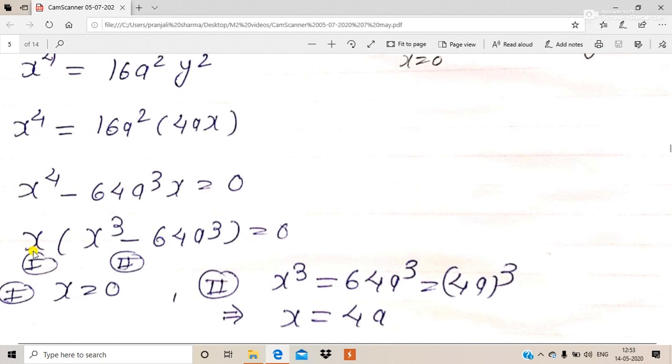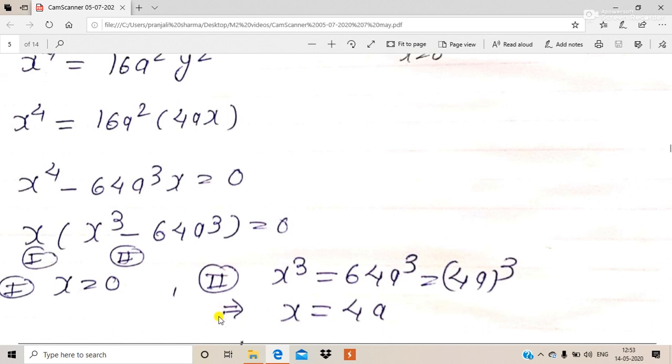If we take the first factor as 0, it gives us x = 0, and if we put the second factor as 0, the value of x³ will be 64a³, which is (4a)³. Therefore the value of x will be 4a. So we have two values, x = 0 and x = 4a. Now we are going to find the values of y.